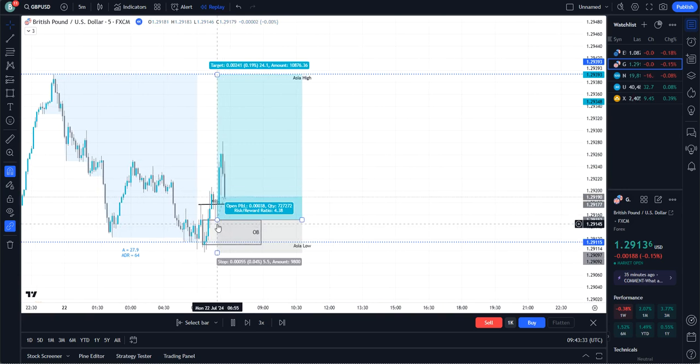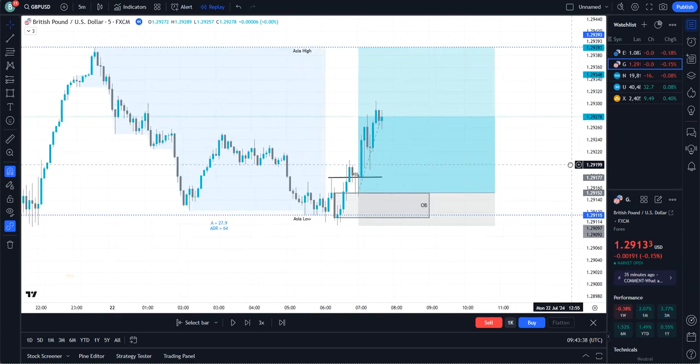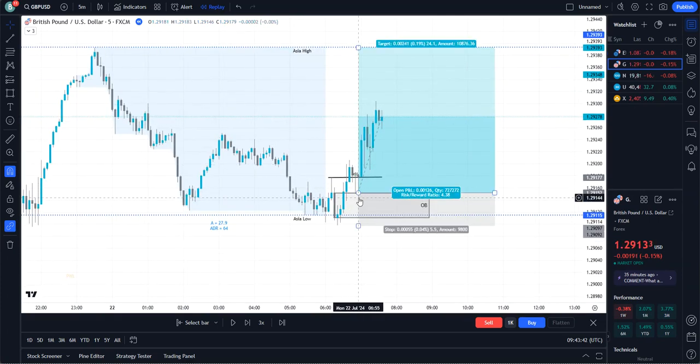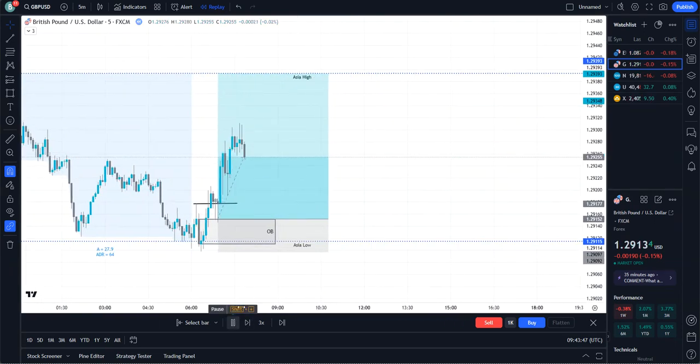We draw on our order block, and as you can see there, we had a perfect tap entry right here. Look at how clean our entry is. And we play price out and see what happens.